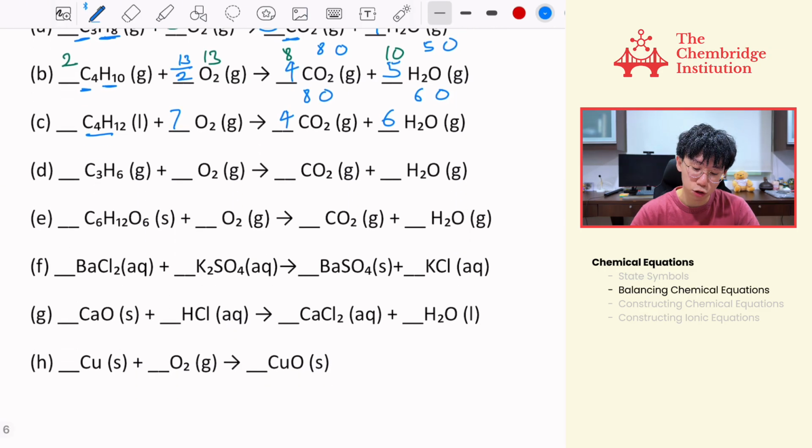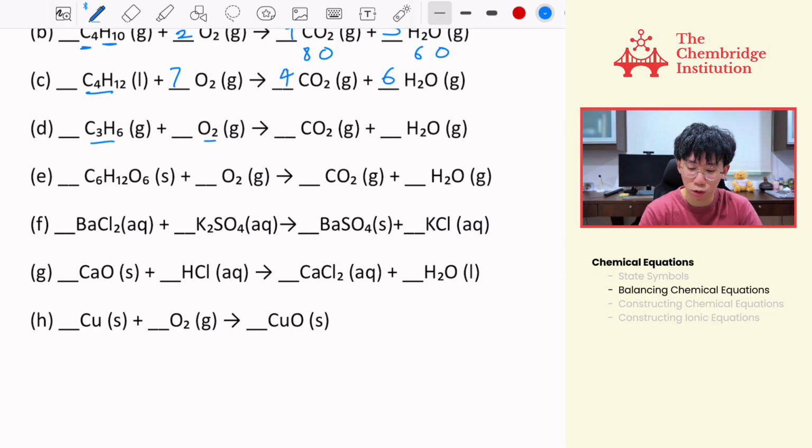Next, we look at C3H6 plus O2 to give CO2 plus H2O. Again, same kind of equation, balance the number of carbons and hydrogens first.